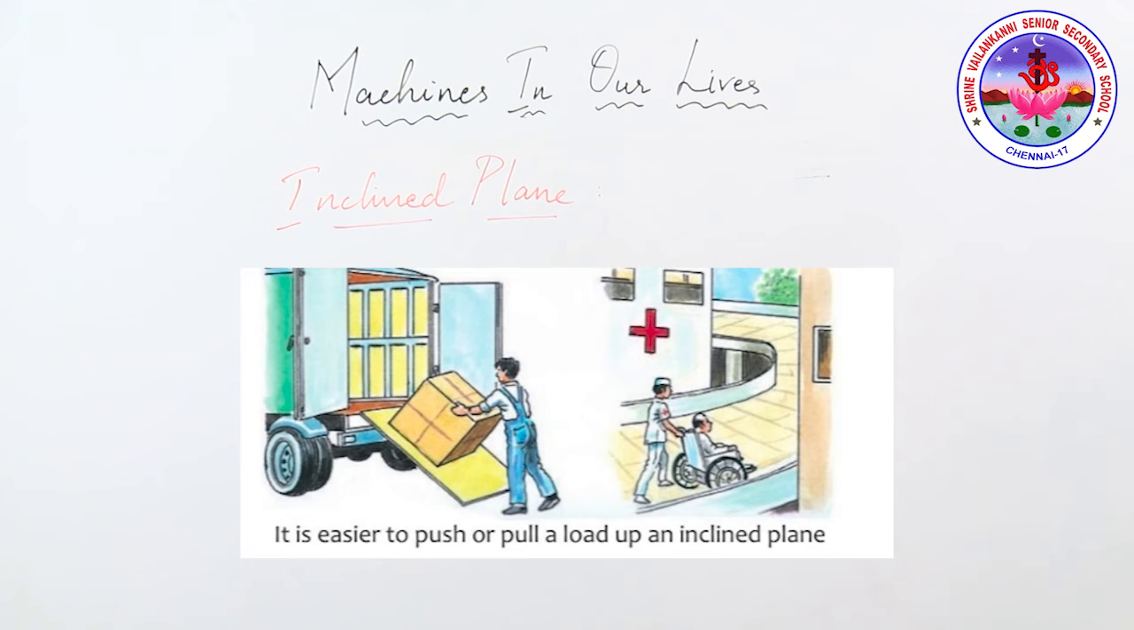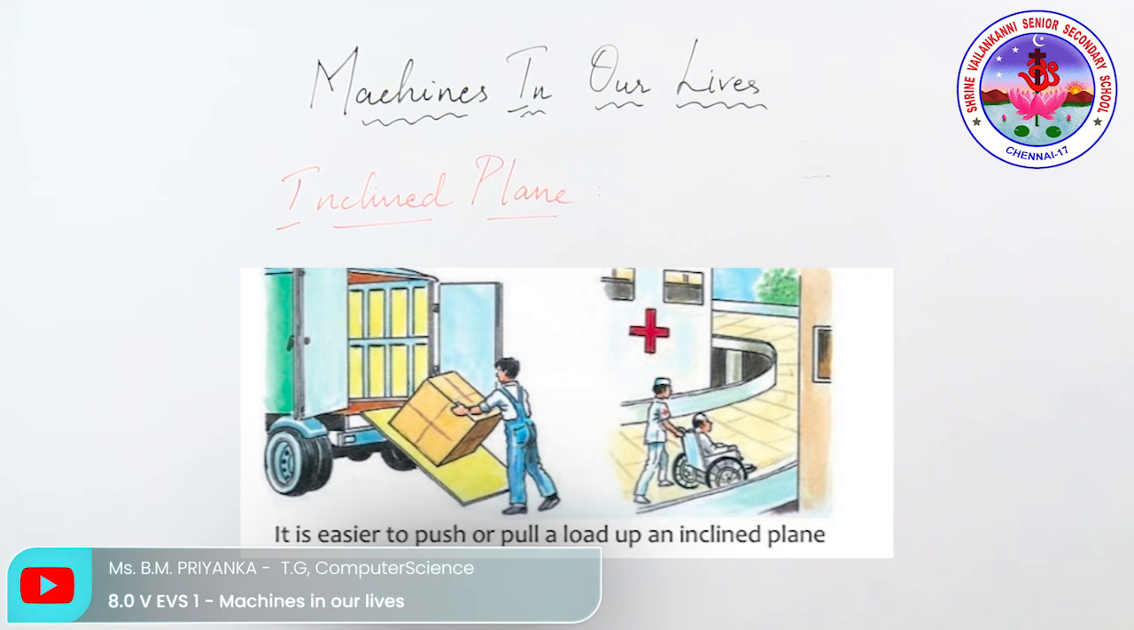You can also use the inclined plane when you want to wheel your bicycle up a ramp, push a trolley up a ramp at the airport, push a wheelchair up a ramp, or drive up a winding mountain road in a car or a bus.